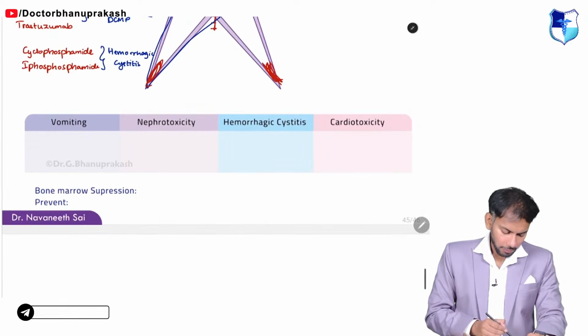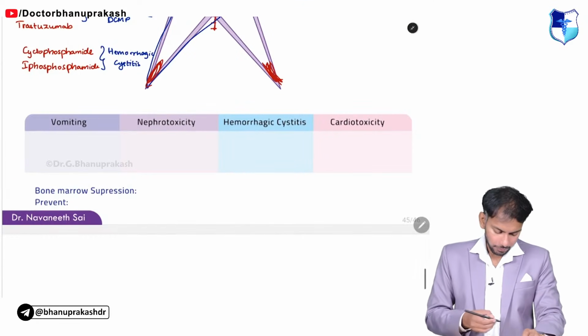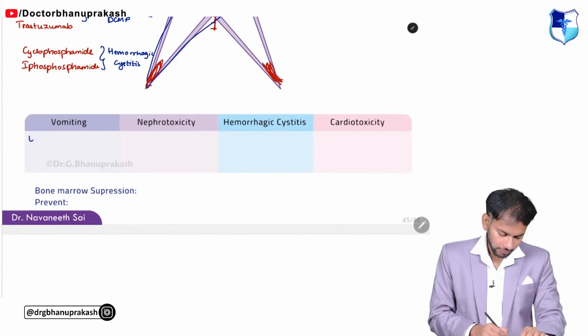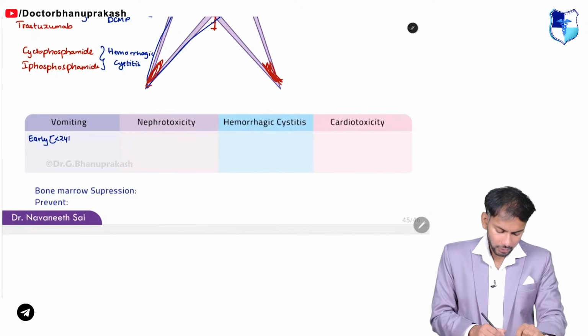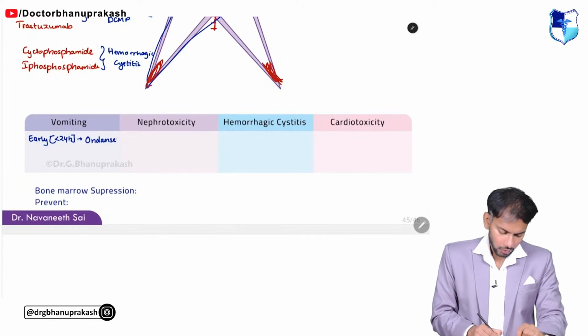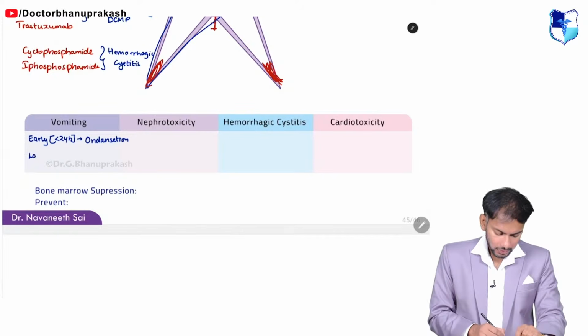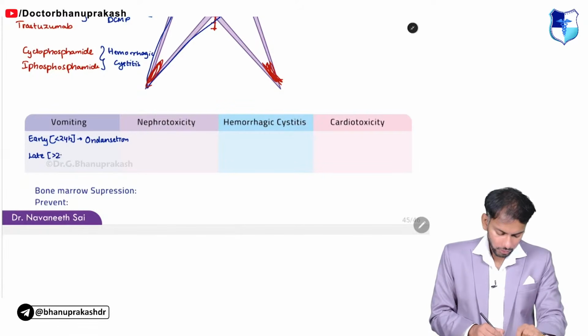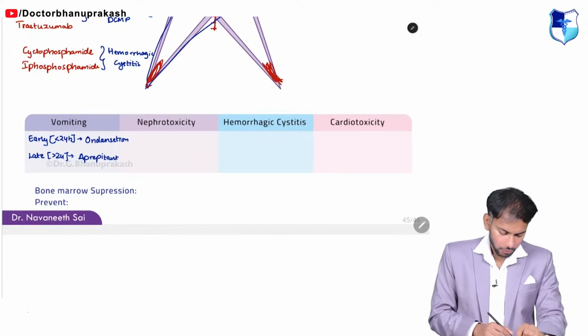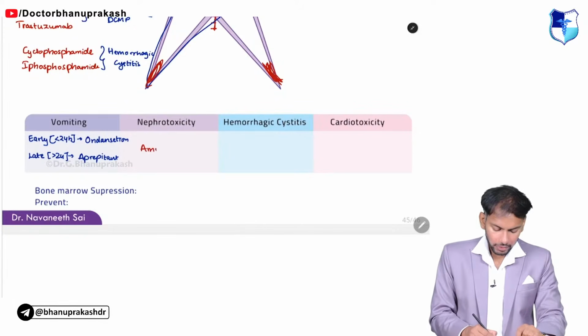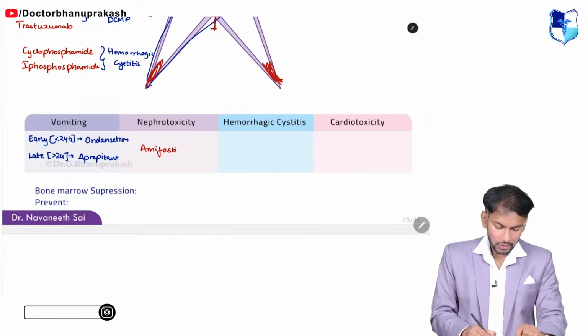Now, if a person has vomiting, how will you treat him? Obviously, you will give ondansetron if it is early onset. Early onset means the vomiting is happening within 24 hours of starting the drugs. If it is more than 24 hours, that is late onset. In this, you will give aprepitant. For nephrotoxicity, you can prevent it by giving a drug called amifostine.